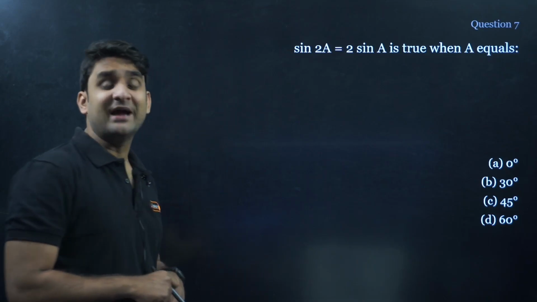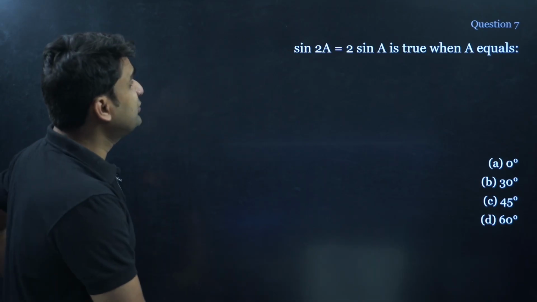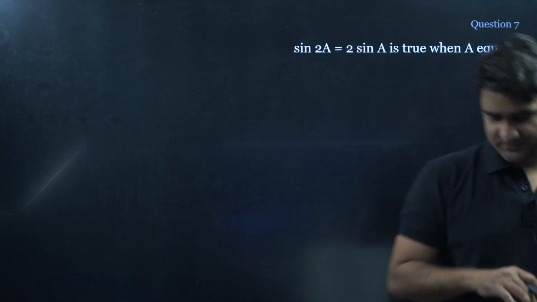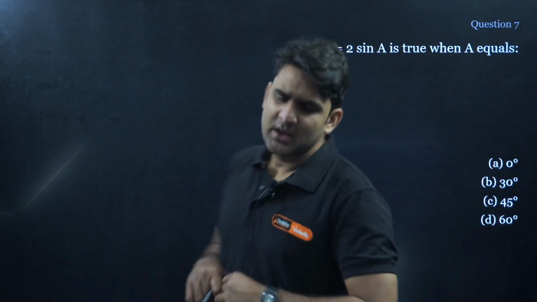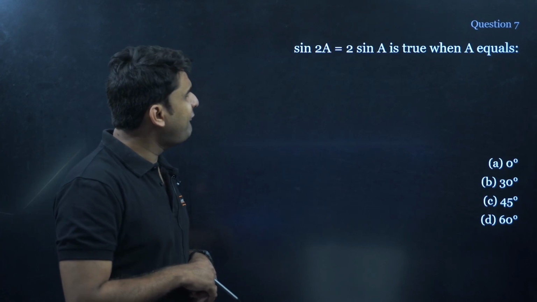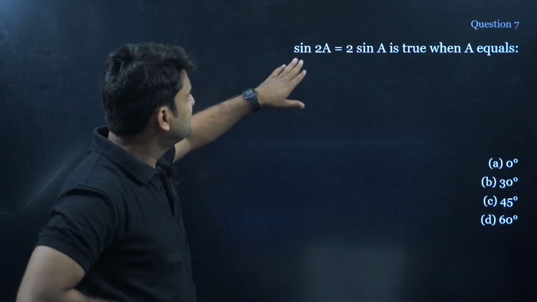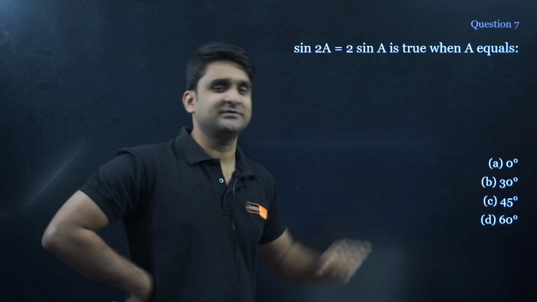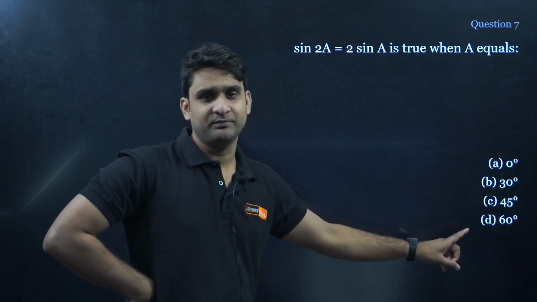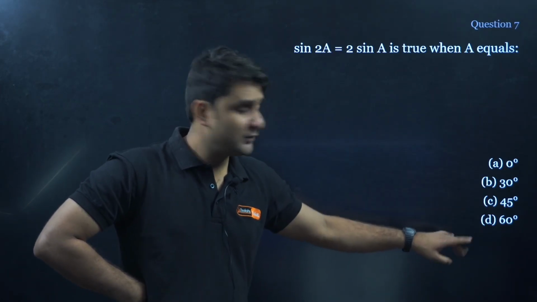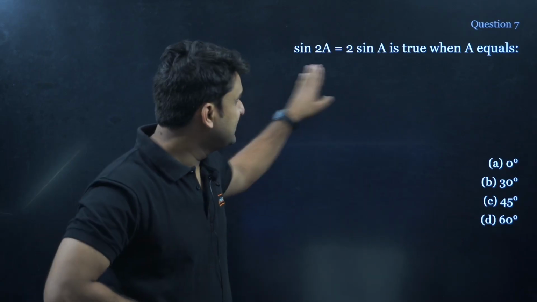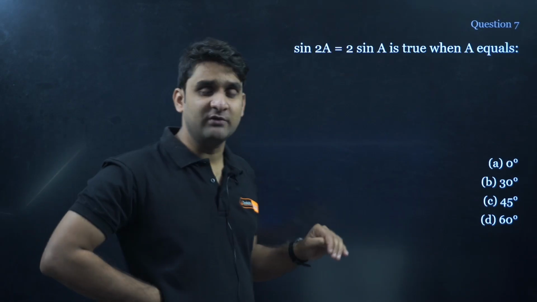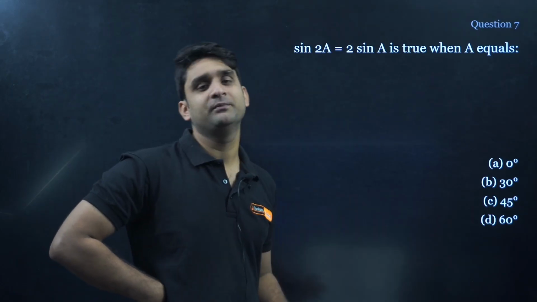What is this? Sine 2A is equal to 2 sine A is true when A equals what? This is the question. Let's do this. Guys, if the question is sine 2A is equal to 2 sine A is correct when this, we have 4 options, and we have to verify for which angle this given situation will be valid.